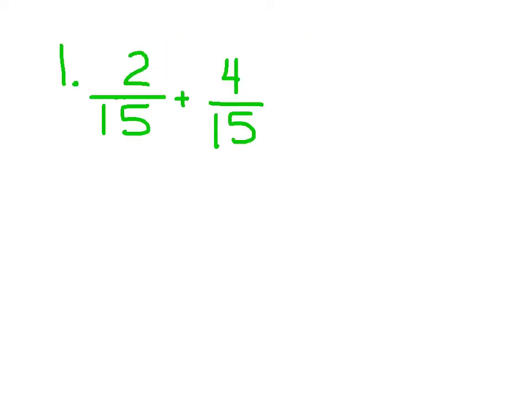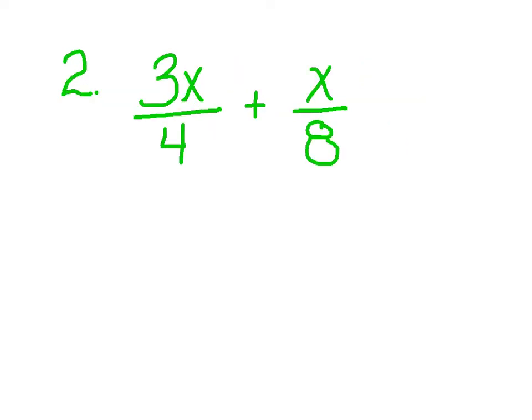In example number 1, 2/15 plus 4/15, you'll notice that we already have a common denominator. So since that already exists, all I'm going to do is simply add the numerators together. So 2 plus 4 gets me 6, and I would say my answer is 6/15.